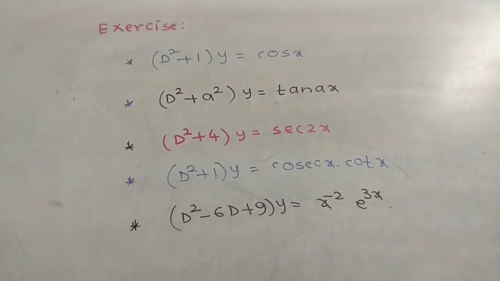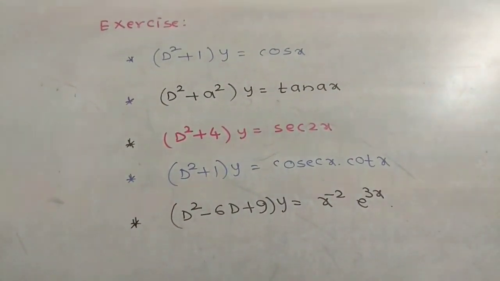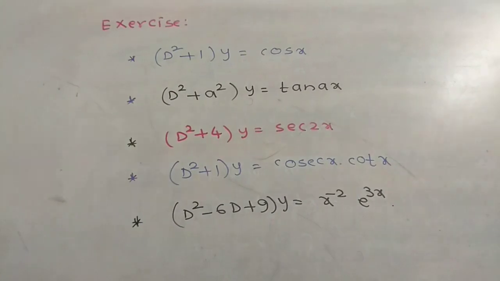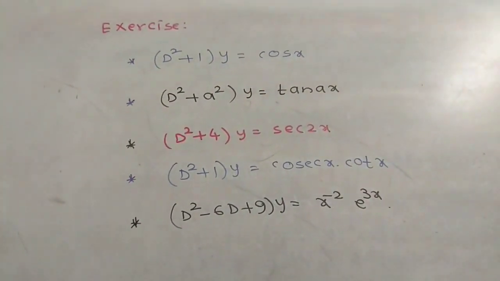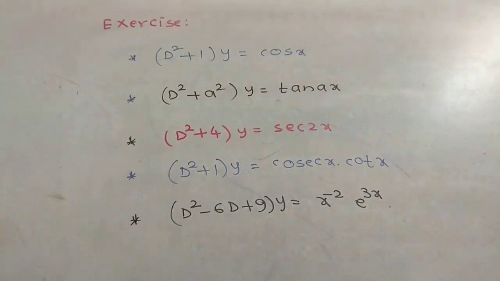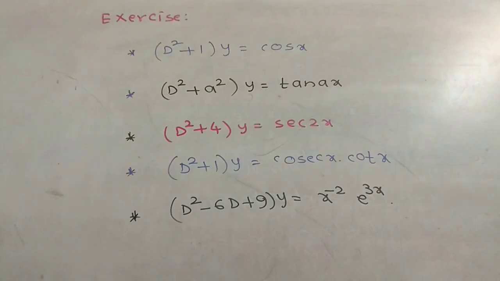So with this, your method of variation of parameters is closed. So I am going to close your complete higher order ordinary differential equation with this method. So with this, your complete second unit is closed, higher order ordinary differential equations.